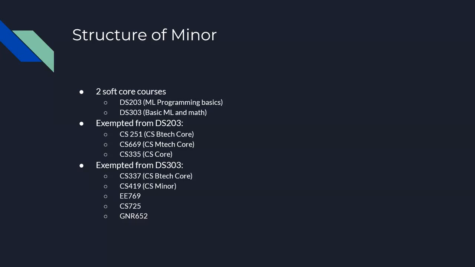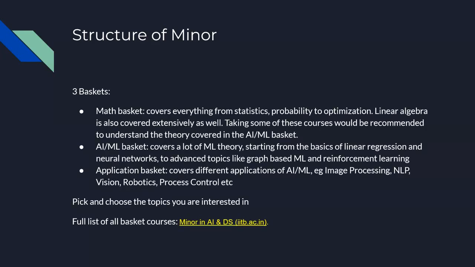So if you are in the CS department, again, you are exempted from doing DS303. If you're doing the CS minor, then also you are exempted from doing DS303 because CS minor has an AI/ML course, CS419, which exempts you from doing DS303. And there are 3 other courses which also exempt you from doing DS303 listed here, right? So again, if you've done these courses, it doesn't mean that you need to do one course less. It just means that you need to do one other course other than DS303 because you still need to do 5 courses.